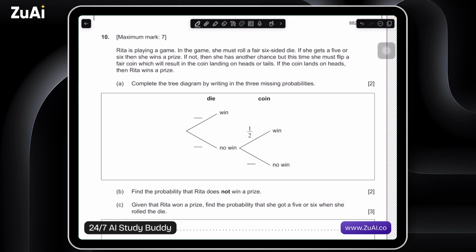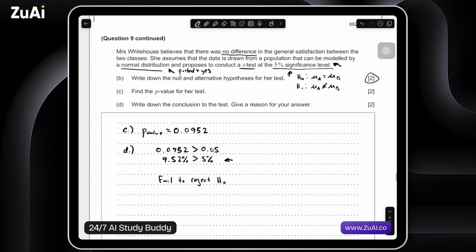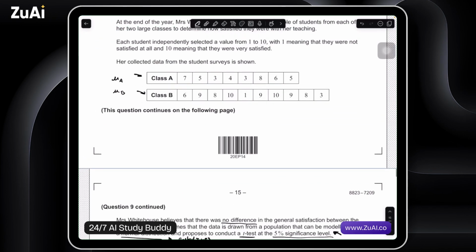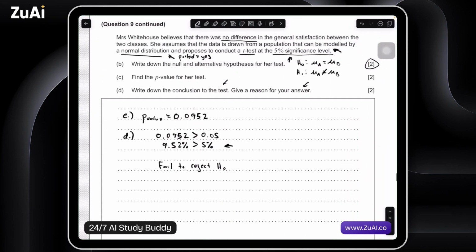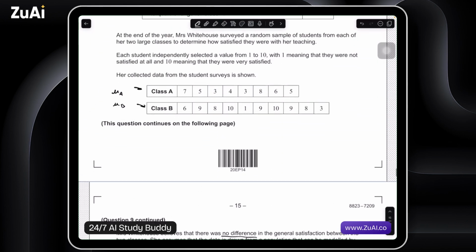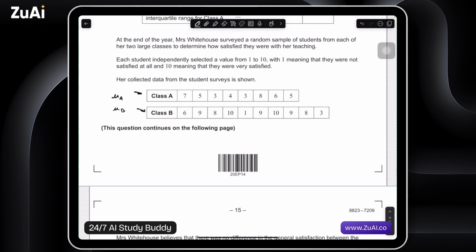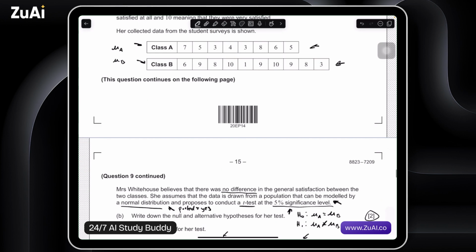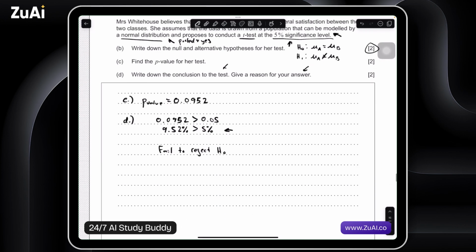I'm sorry, I'm just going to go back 1 sec to make sure that there was no context. Write down the conclusion of the test, give a reason for your answer. No, in this case it's okay. I was just thinking sometimes they do ask for contextualization. In this case, there is no significant difference between the satisfaction of Class A and Class B. In this case, they just want us to write down the conclusion and give a reason. So here's our reason, this is the conclusion.